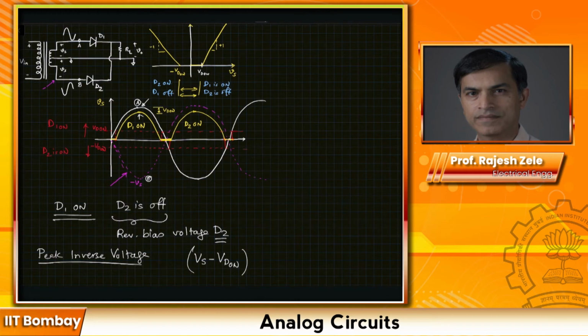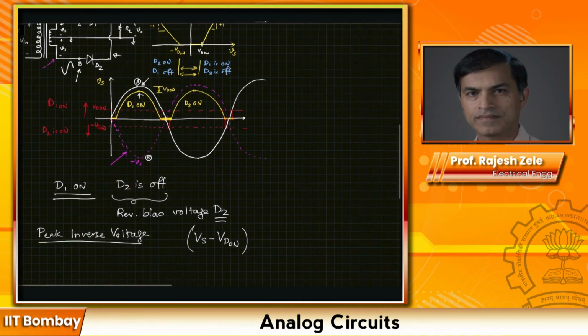So that would be one terminal of this diode, and at the same time, what would be the other terminal of diode D2? And you must have figured it out by now. That would be minus Vs, which is this particular point. So we are looking at diode D2, and quickly you can see, if I draw this particular line, this would be the peak inverse voltage across the diode.